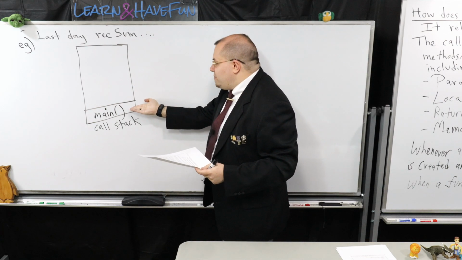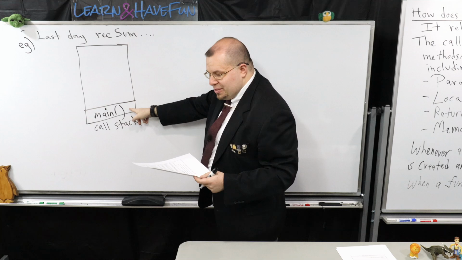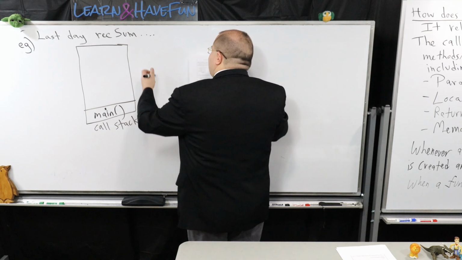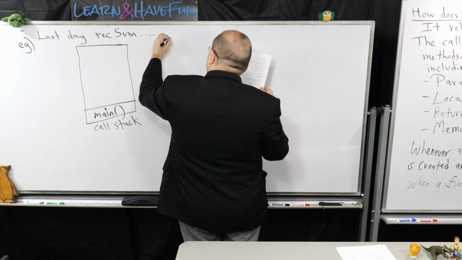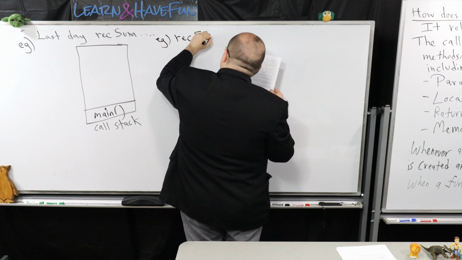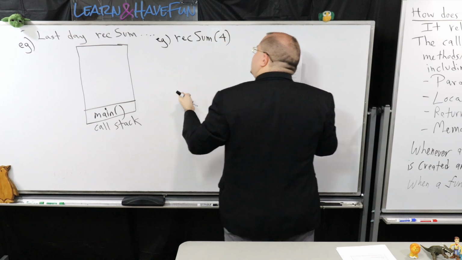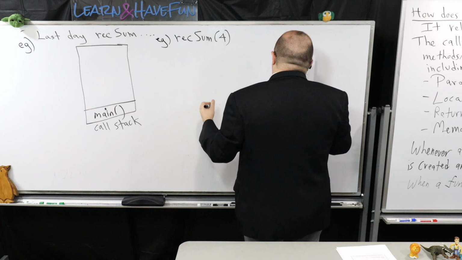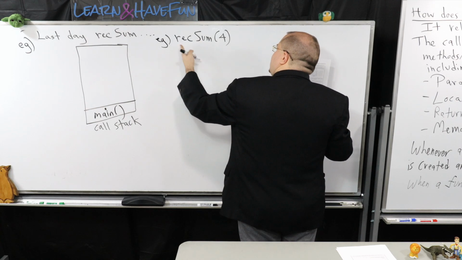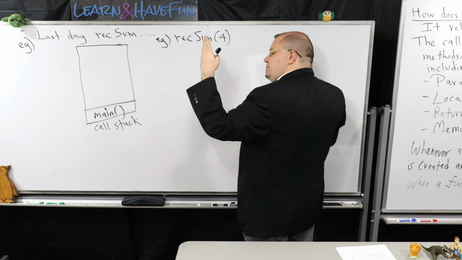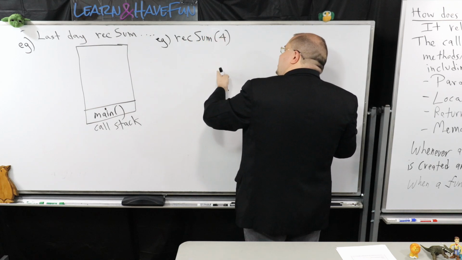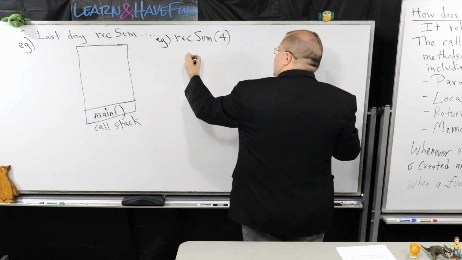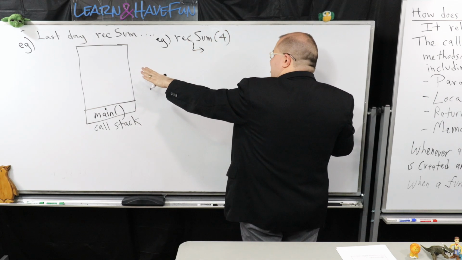So I start off my execution of the program with main. Now imagine that main calls recsum of 4. So let's look at our example, recsum of 4. Just to remind you, last day we did an example like this one, where to compute the recursive sum, we add whatever the input is plus the recursive sum of that input less 1, right?